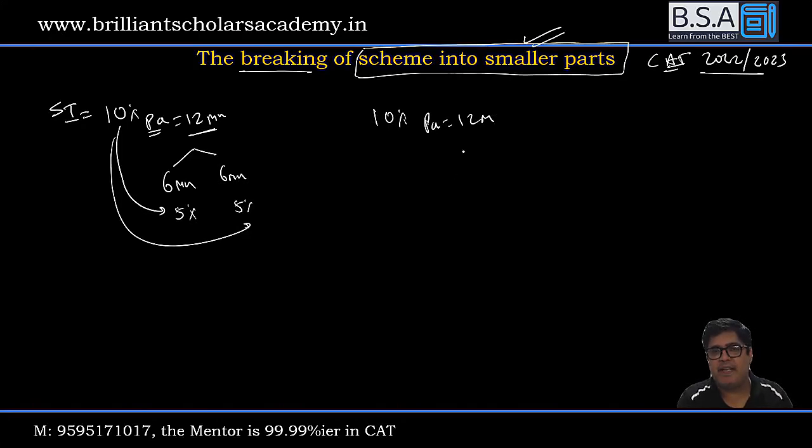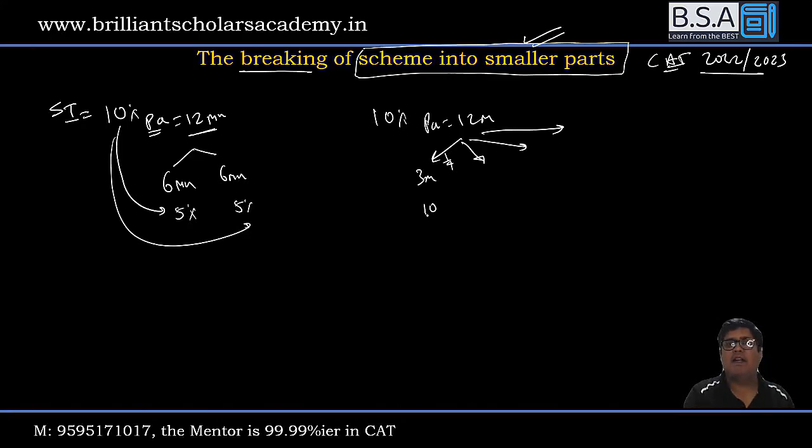But for some reason we are being asked for quarterly payments. What is a quarter? One-fourth, which means 3 months. Because you are dividing the time duration by 4, the interest will also be divided by 4. It will become 2.5% every quarter. Now here is the twist.